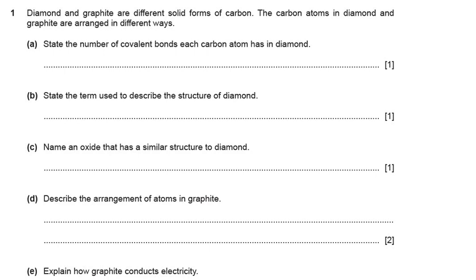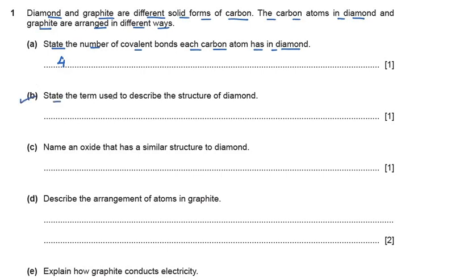So here is our first question, where it says that diamond and graphite are different solid forms of carbon. The carbon atoms in diamond and graphite are arranged in different ways. State the number of covalent bonds each carbon atom has in diamond. Now we know that the carbon atoms are covalently bonded to each other in diamond in a tetrahedral structure. So there are 4 covalent bonds with each carbon atom in the diamond. Let's go ahead with the next question.